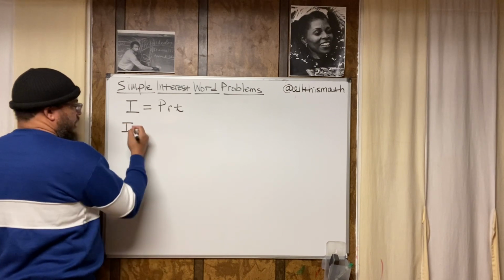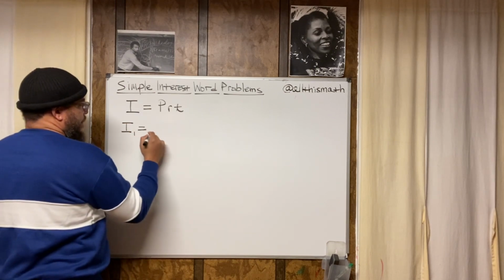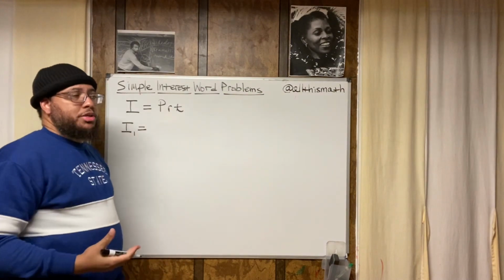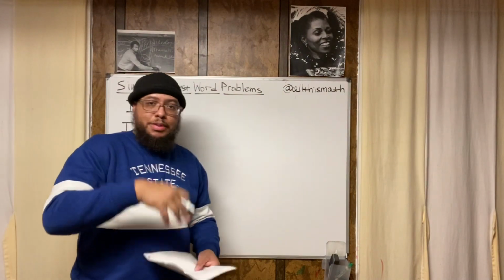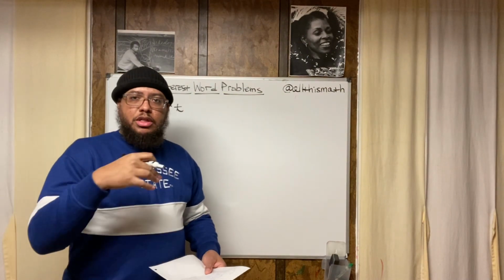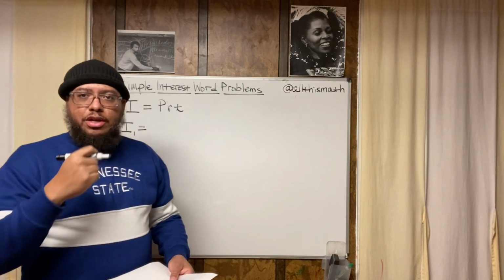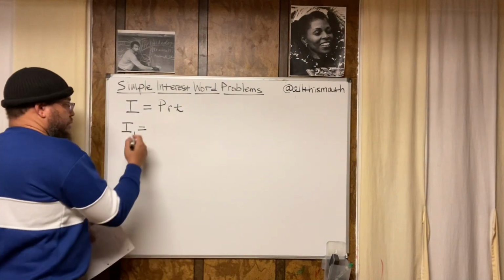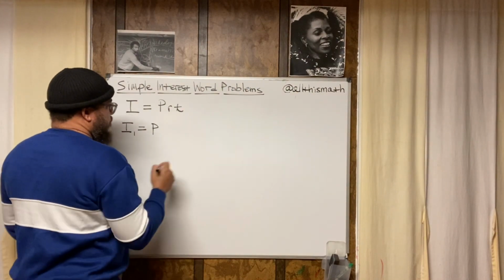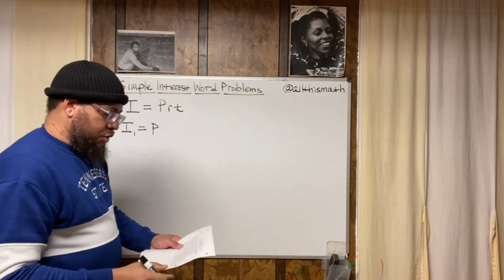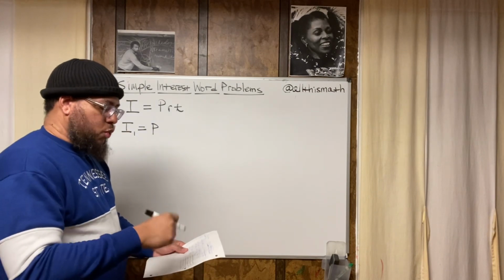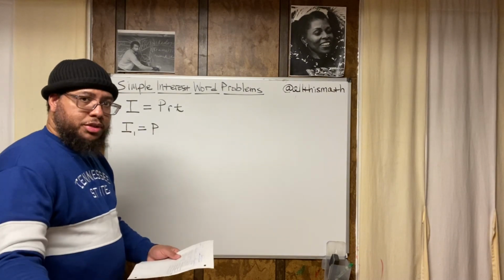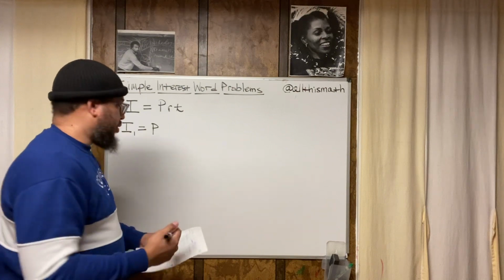I sub one is investment one. We have P for the principal. Now we don't know what the principal is. The problem does not explicitly tell us what the original investment was in each of the individual investments. That's what we have to figure out. So for now, we're just going to use the variable P. But we do know for the first investment, the interest rate was 9% because it says one paying 9% simple interest.